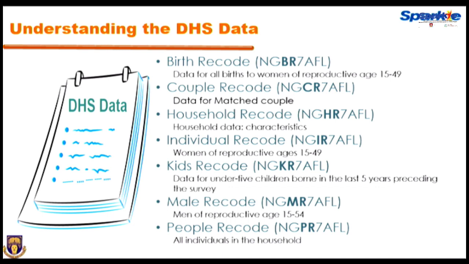Now, the second one is couple record. Of course, the couple. So if you want to do anything on couple, male and female, you don't need to go and get male, get female, and then match. No, it's already there. Couple record, that's what you pick. Also, the other one, household record, household data characteristics, as it is. So you know if you are working on household, that's the data set you use.